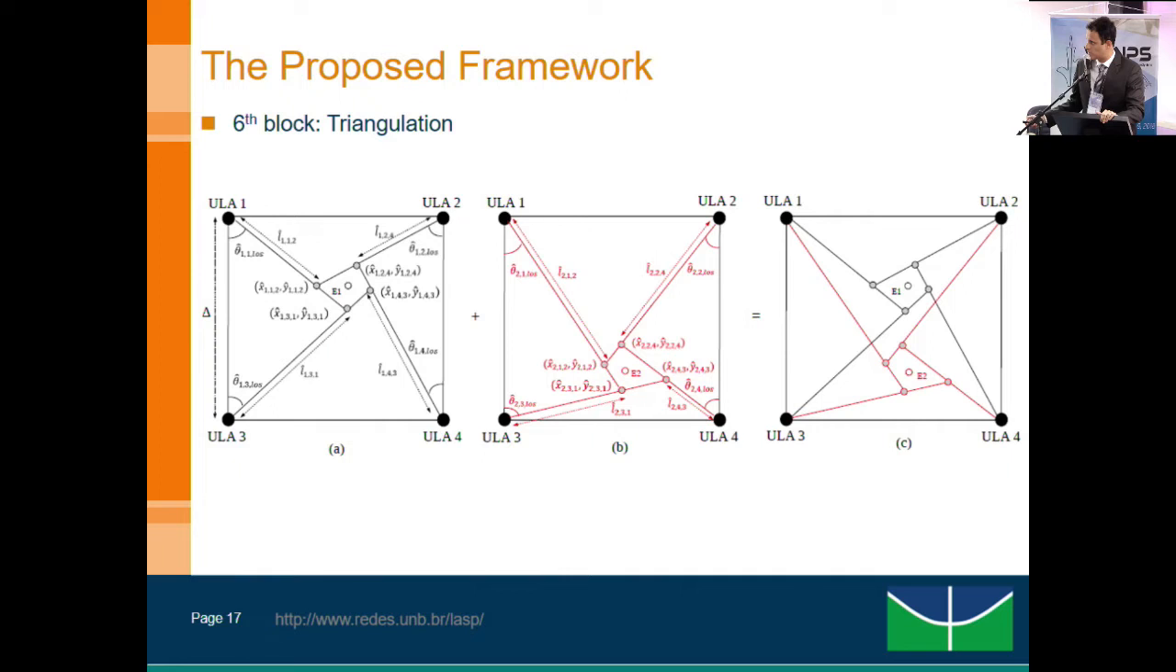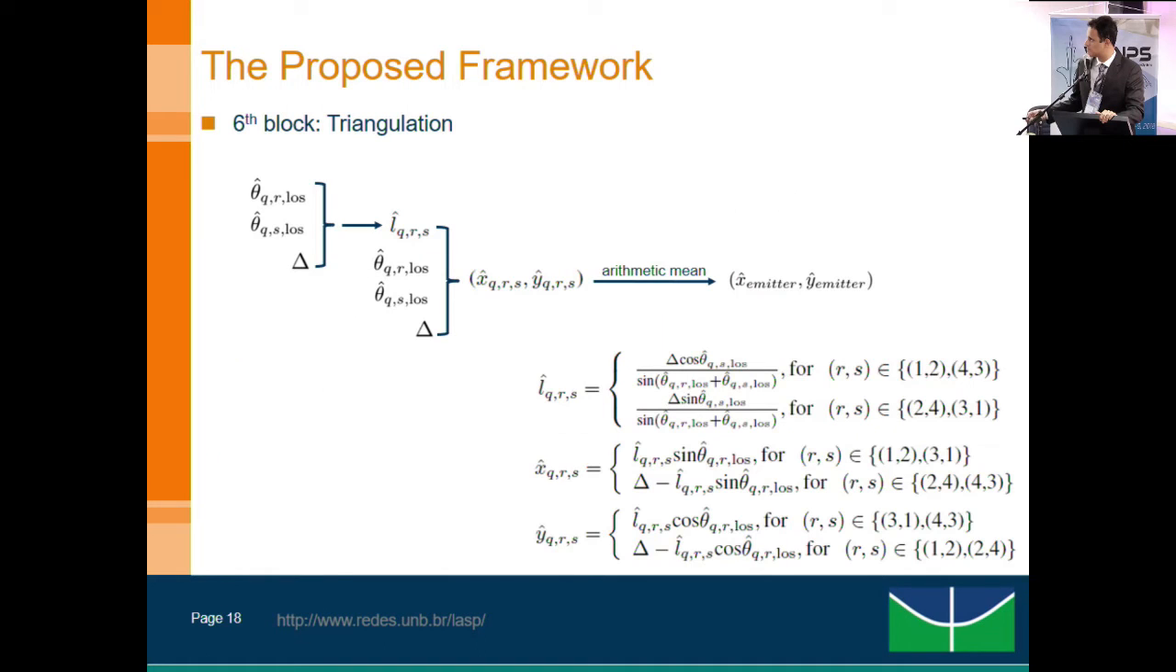And finally, we estimate the coordinates of the emitter, which corresponds to the arithmetic mean of these four points. And this triangulation process is applied for each emitter separately. So in the letter A, we have the triangulation process of emitter 1 plus emitter 2, and the final process is the localization of two emitters separately. So these are the basic trigonometric relationships, which are very simple. Given the DOAs computed from the previous step, we compute the coordinates of the emitter.